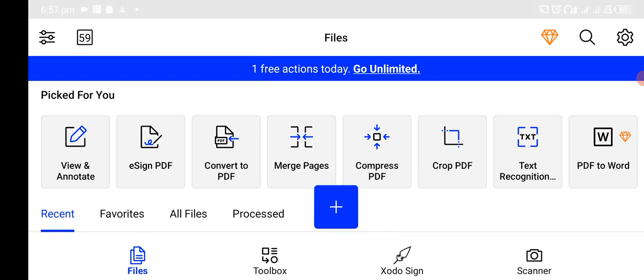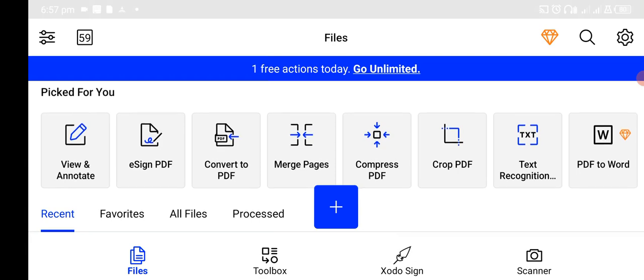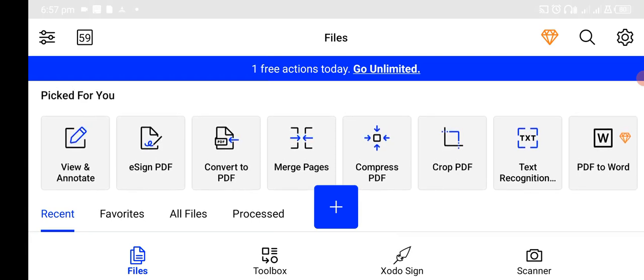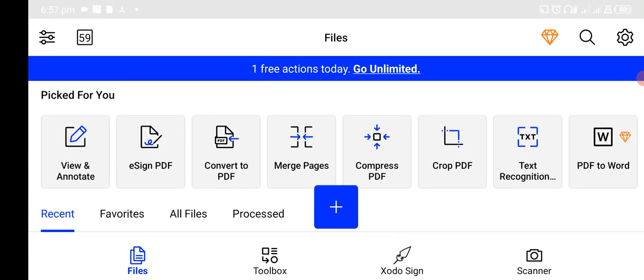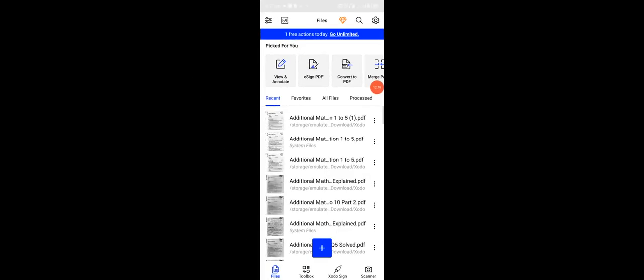Okay, the document is trying to save itself. Could I find it? Okay, let's try to do something here. Okay, document has been found.